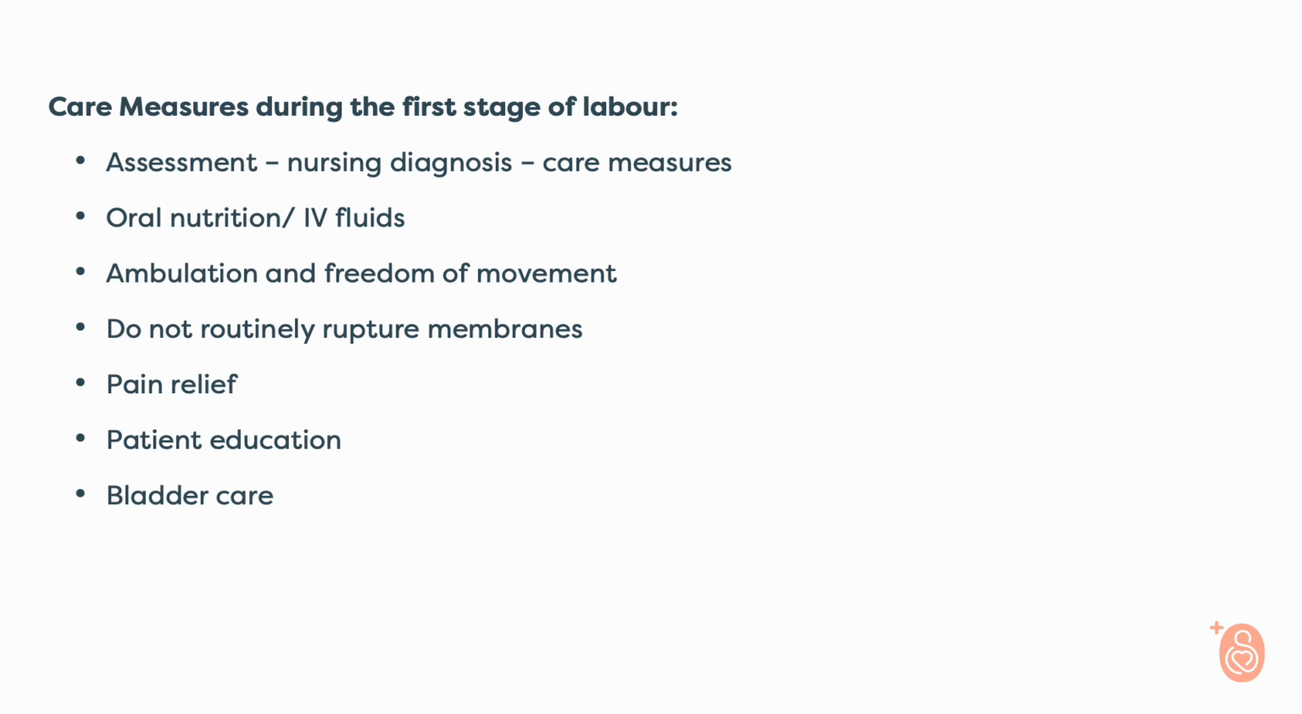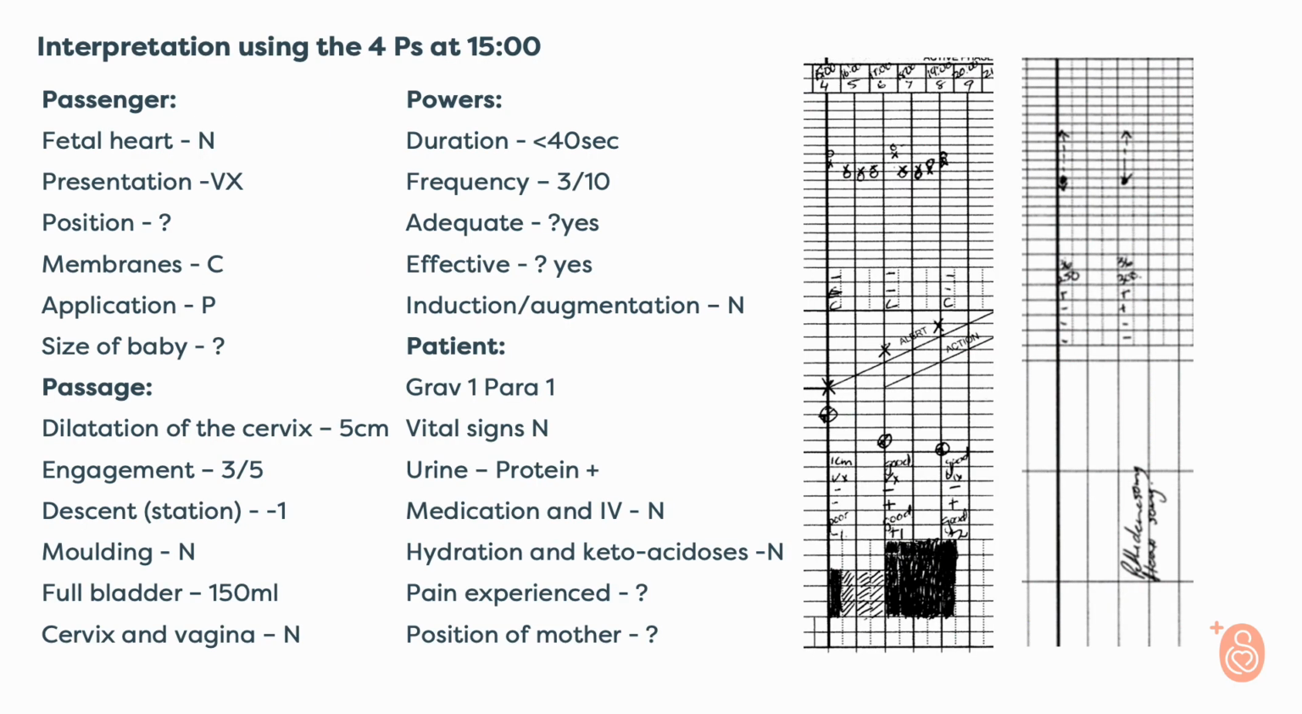We need to find out whether her bladder is full. We need to encourage her to pass urine, and if she struggles to pass urine, we can insert a catheter. But we try not to insert catheters too soon and too often, because we also know that patients in labor have a higher possibility of urinary tract infection. So that's the reason why we first try to motivate her to pass urine before we insert the catheter. Now if we go to 3 o'clock, what's going on at 3 o'clock?